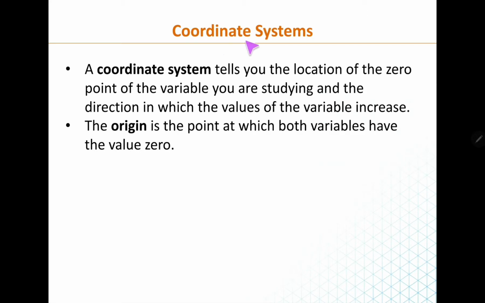As we said in the beginning, we will learn what a coordinate system means. So first, a definition. A coordinate system tells you the location of the 0 point of the variable you are studying and the direction in which the values of the variable increase. This is the definition of a coordinate system.